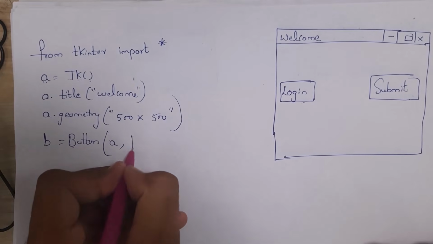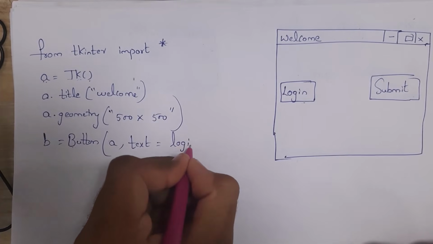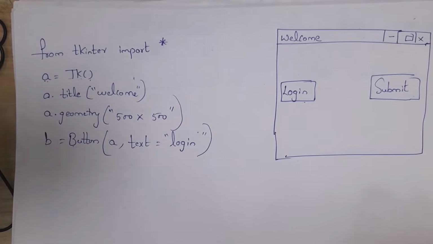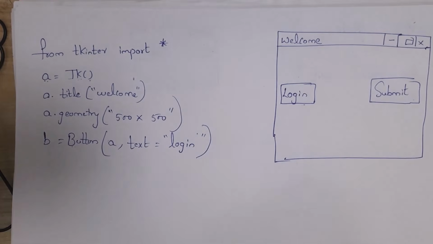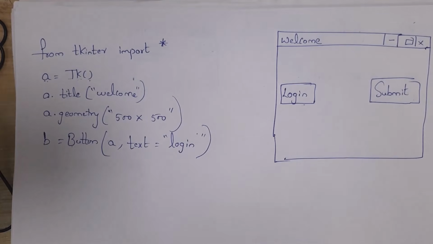So just write here text equal to login. That is nothing but I am creating login button. Give this login in quotations because it is a string. Now we will apply pack method. By using pack method, we can place this login button either left side or right side or top or bottom.